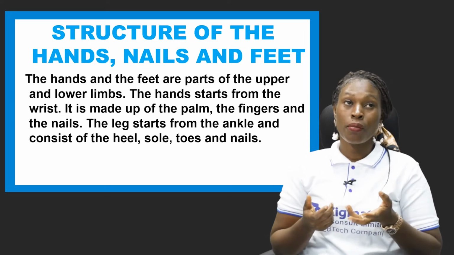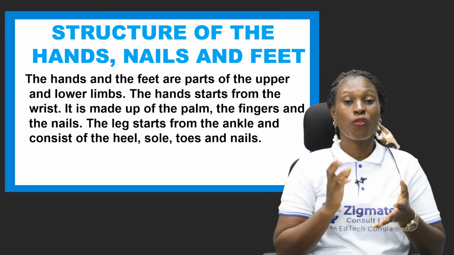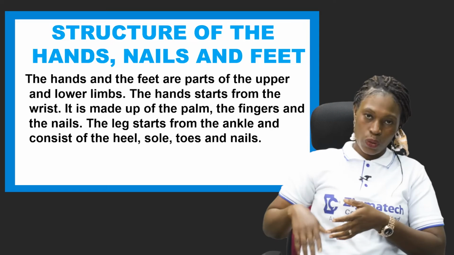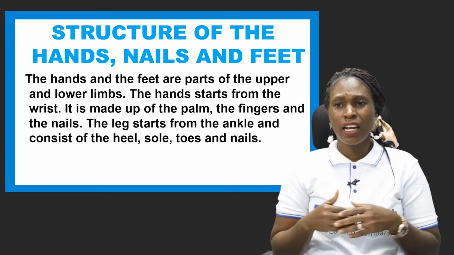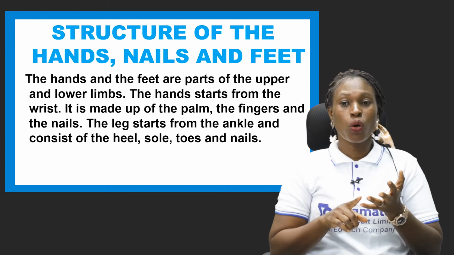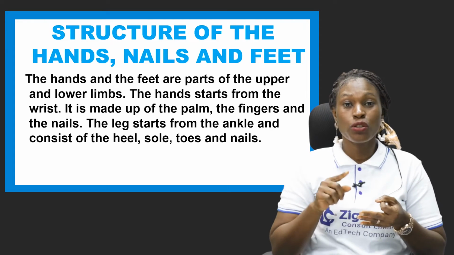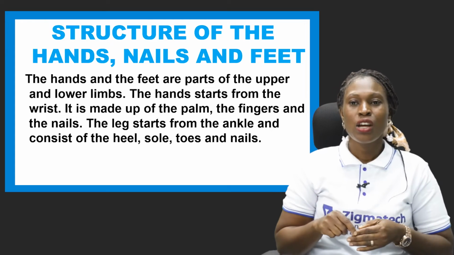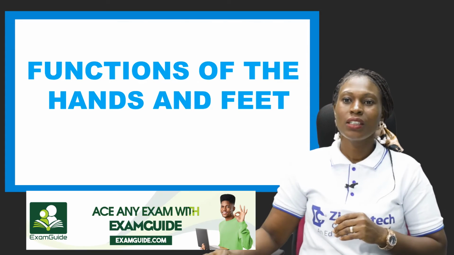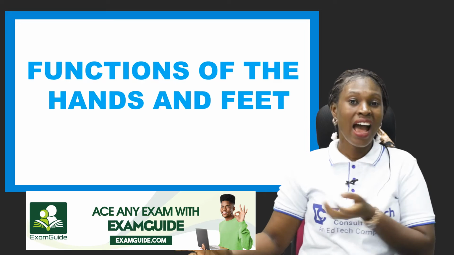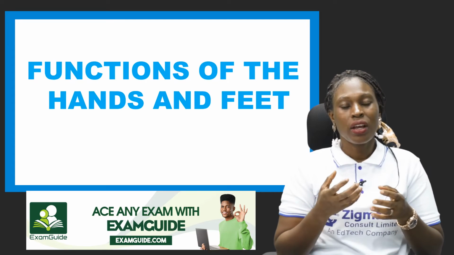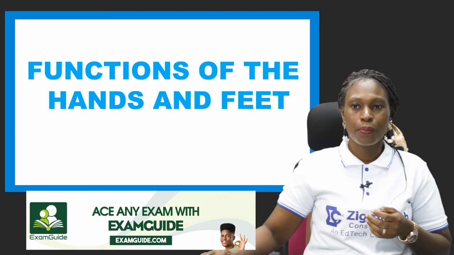Then the leg starts from the ankle, and it consists of the heel, the sole, the toes, and your nails. That's what the leg comprises of. That's where it starts from. So you find your heel there, you find the sole, you find your toes, and then your nails there. So they need to be taken care of properly. Now, let's look at the functions of the hands and feet. Let's look at what they do and how we can actually take proper care of them.